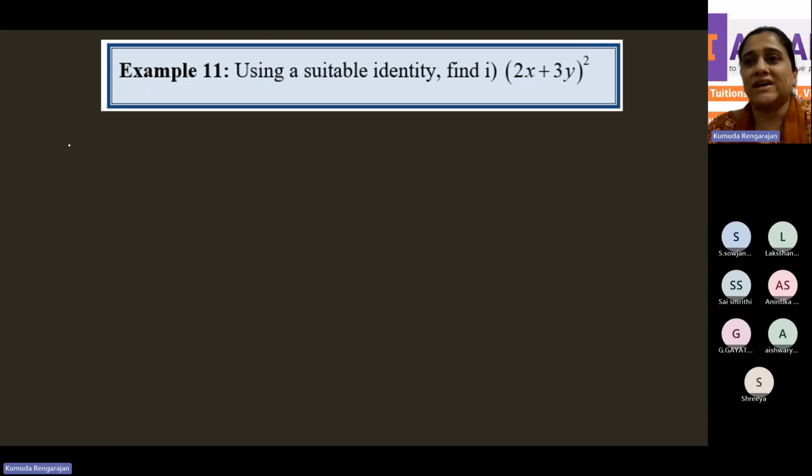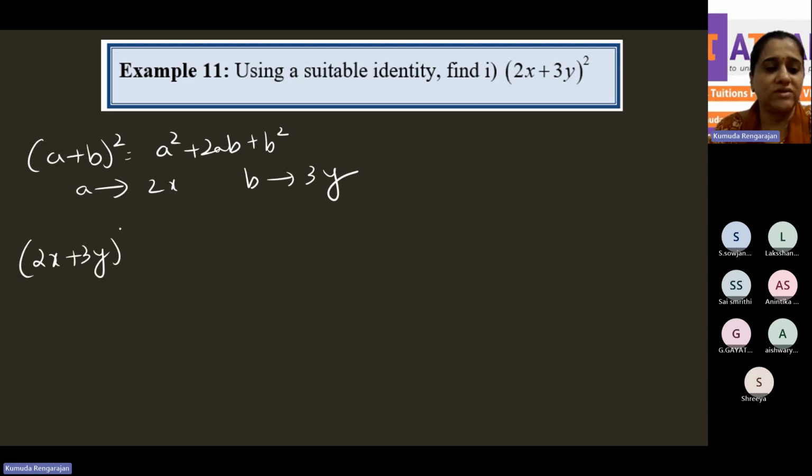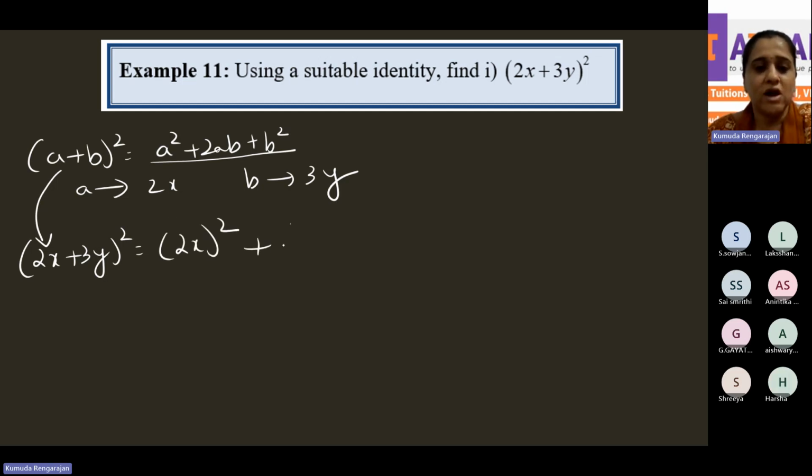Yeah, children. So you need to first write the identity. (a plus b) the whole square is equal to a squared plus 2ab plus b squared. First write the identity, and then where a is 2x and b is 3y. This is the first step. Now you write the given question. (2x plus 3y) the whole square is equal to the question. The question looks like this. So what's the answer? Instead of a, (2x) the whole square, plus 2 into 2x into 3y, plus (3y) the whole square.